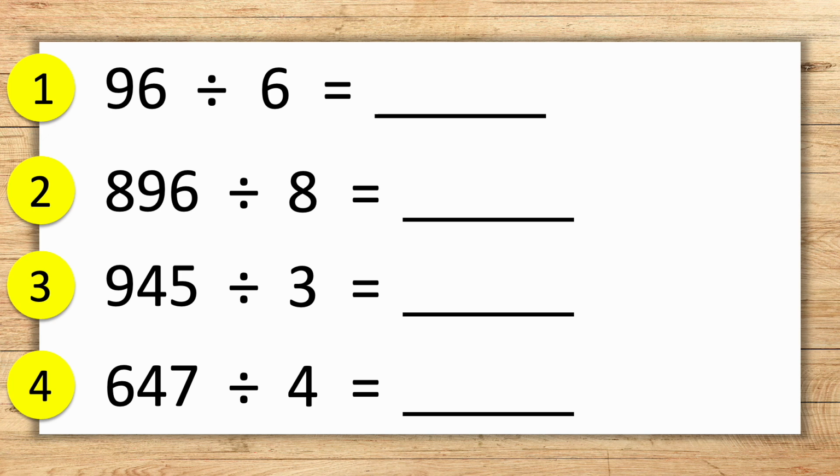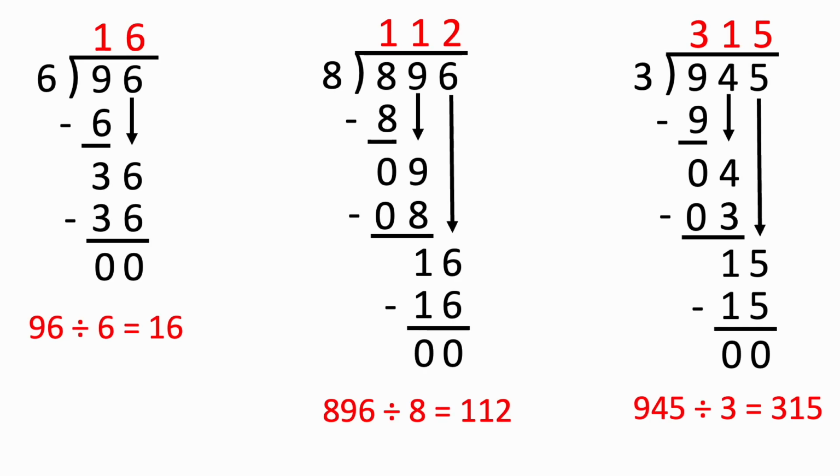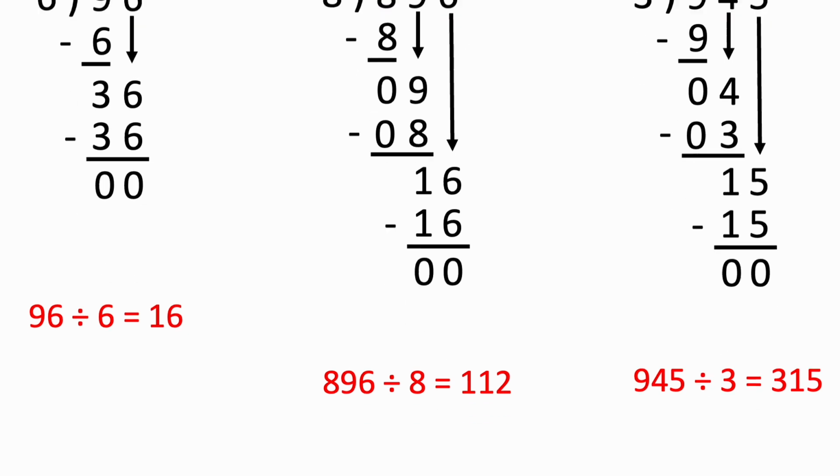Did you manage to do the division sums? What were your solutions? Did they look like this? Let's look at the first three. Did you get the same answers? 96 divided by 6 equals 16. 896 divided by 8 equals 112. And 945 divided by 3 equals 315.